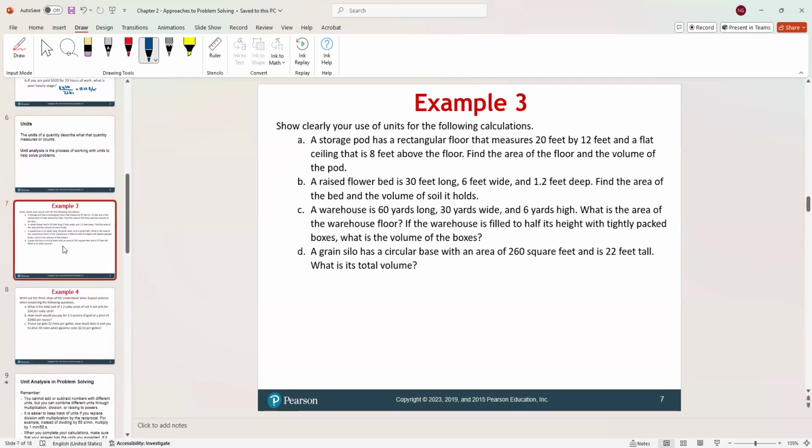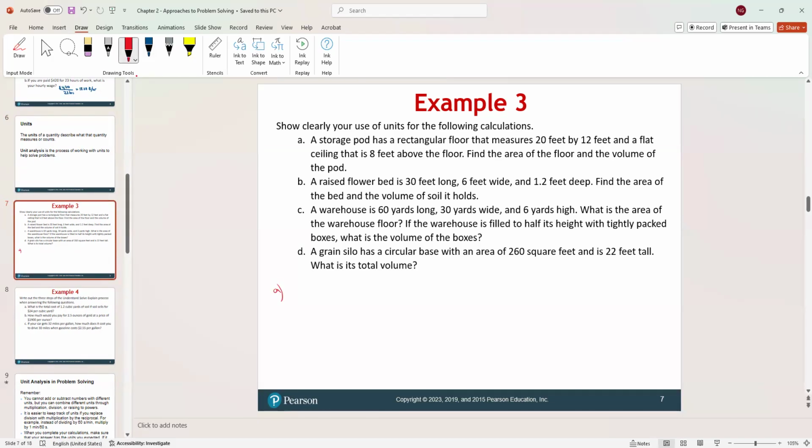Show clearly what your use of units is for the following calculations. All right. So what we're gonna do in these examples is to make sure we show the units we use. Let's go with A. I like A.